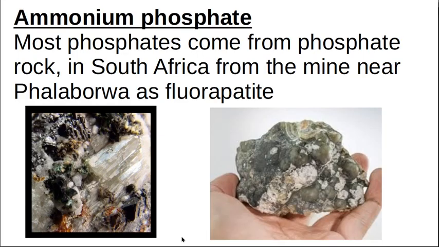Okay, let's now look at ammonium phosphate. So in South Africa, we're quite lucky because we've actually got a phosphate mine in Phalaborwa, that giant hole in the ground. They use it primarily to mine copper, but in actual fact, it's actually a massive phosphate ore body. And so they mine fluorapatite there.